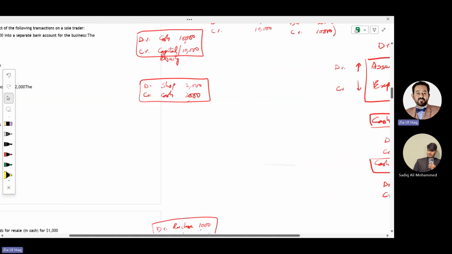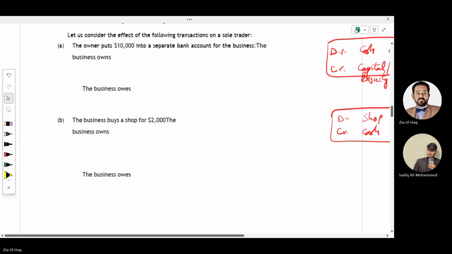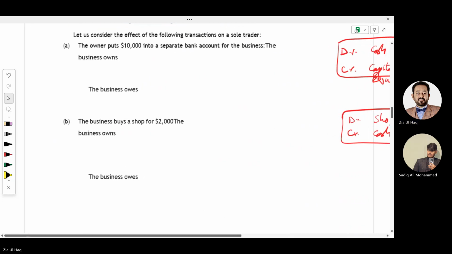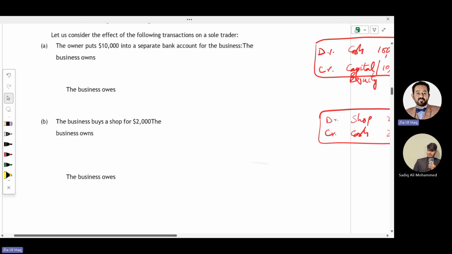And we have learned how to record accounting entries. Is that fine? Now we are moving towards a different concept. Leave the accounting entries and just focus on this part A. The owner puts 10,000 into a separate bank account for the business. What could be the accounting entry? Cash debit, capital credit.